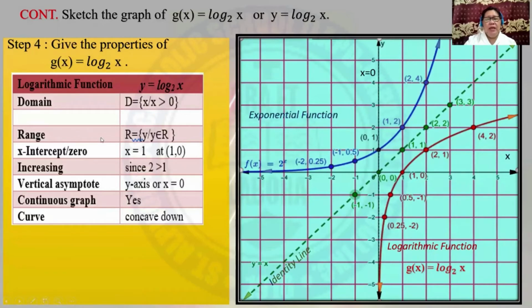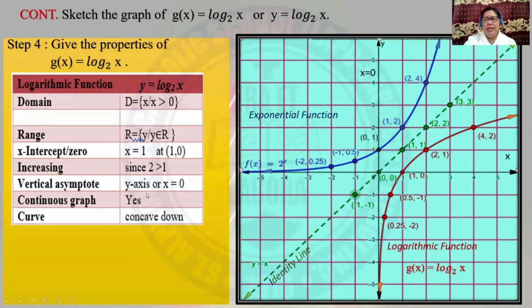Then for the range, we have y such that y is an element of real numbers, meaning you can use all the values of y. For the x-intercept, it is x is equal to 1 at (1, 0). So if you notice in the graph, it crosses this point with coordinates (1, 0). So this is the x-intercept.